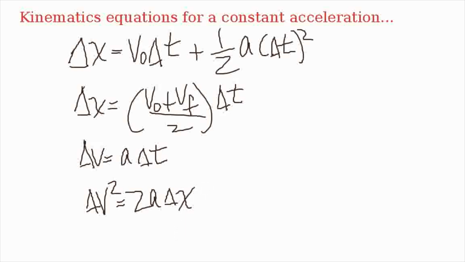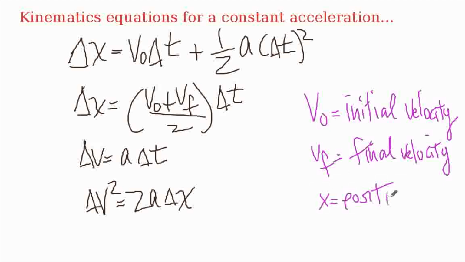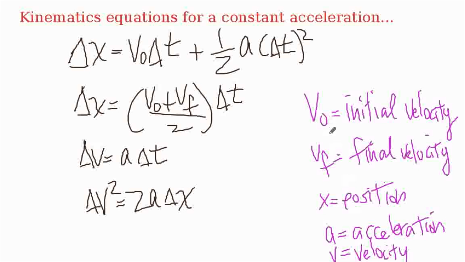Let me now specify the variables in case something was unclear. So v naught means the initial velocity. vf means the final velocity. And I should be clear that x is position. Let me go ahead and write that. x is position, a is acceleration, and v is velocity. Did I get all the variables? I believe so. t is time, right? t is time. So there you have it.